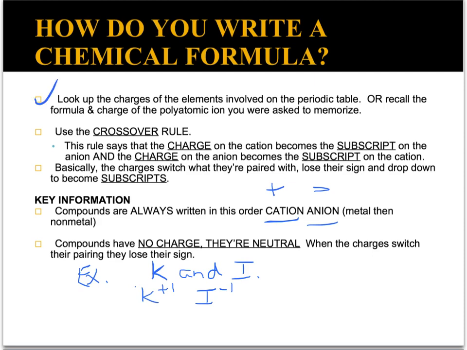Now I'm going to apply this crossover rule. What the crossover rule says is that this +1 crosses over and becomes iodine's subscript. This -1 crosses over and becomes potassium's subscript, but they both drop their sign. So what this becomes is K1I1, and usually the convention is to just write that KI. We're going to do a whole bunch more examples on the next page, so you're going to see more about this. But again, we've accomplished all 3 bullets.